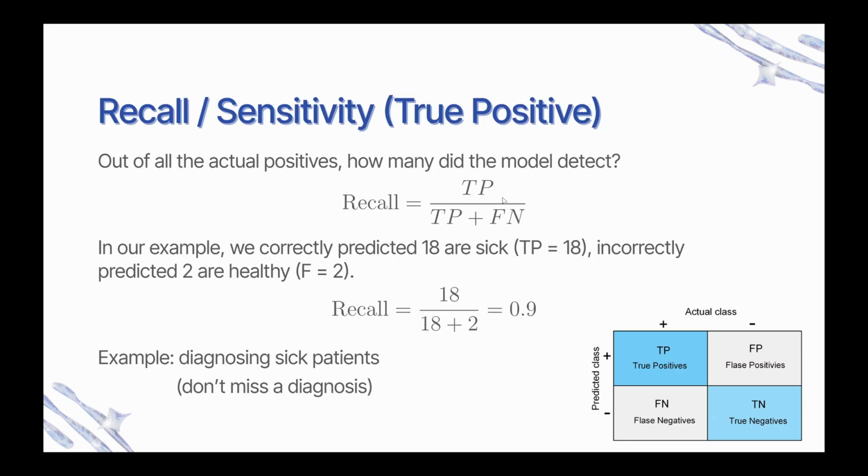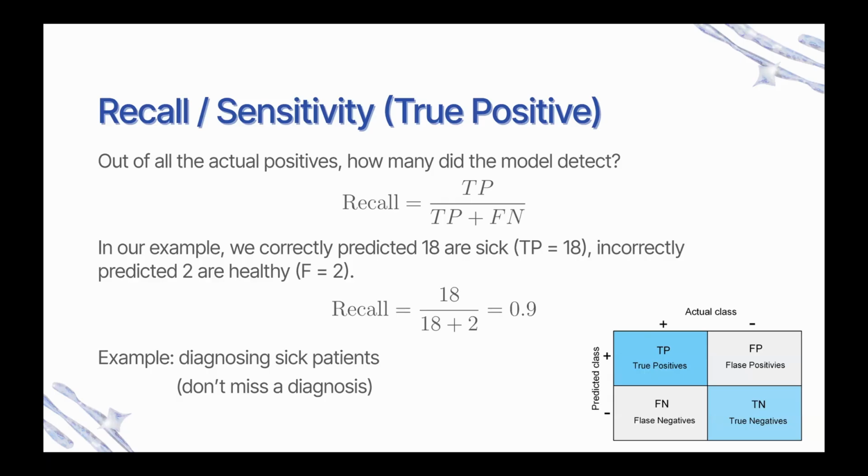And what is this denominator here? The true positives plus the false negatives. It's the total amount of people who are the positive label, right? Because you have the true positives and the false negatives. So in our example, right, we predicted that 18 were sick when they were actually sick. The true positives were 18. But we incorrectly predicted that 2 are healthy when they were actually sick, right?